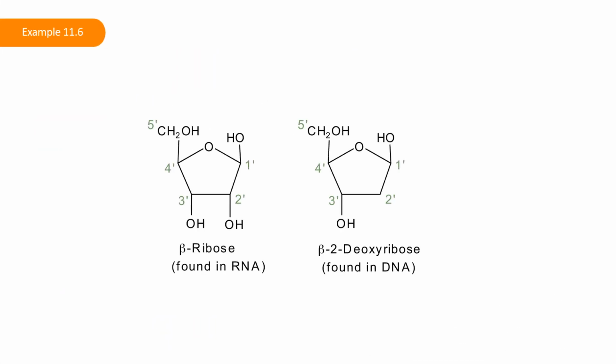The pentose sugar in DNA is deoxyribose, and in RNA the sugar is ribose. The difference between the sugars is the presence of the hydroxyl group on the ribose's second carbon and hydrogen on the deoxyribose's second carbon. The carbon atoms of the sugar molecule are numbered as 1', 2', 3', 4', and 5'. 1' is read as 1 prime.